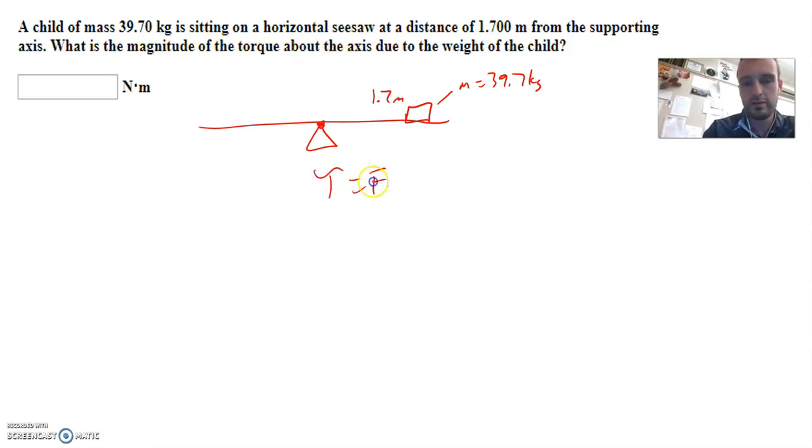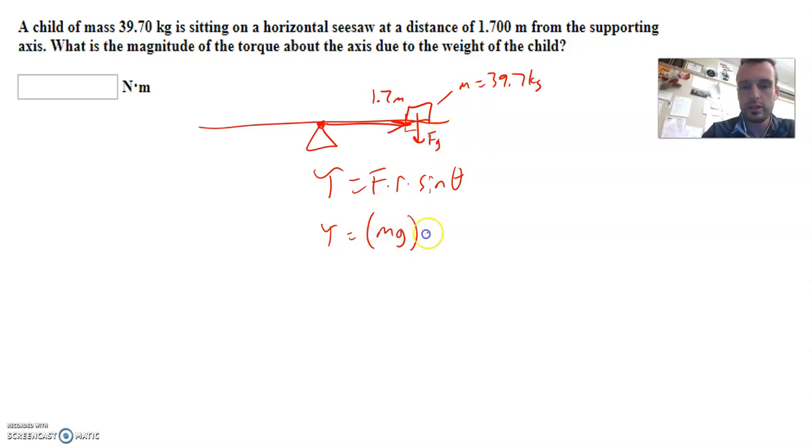So torque is F r sine theta. The sine theta, remember, is the angle between the lever arm and the force, which in this case is 90 degrees. You can see that 90 there. So the sine of 90 is 1, so that just kind of goes away. And so the force, what force is being exerted? It's the force of gravity on the kid.